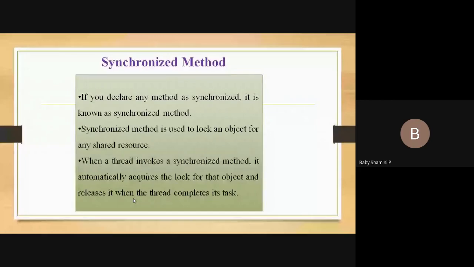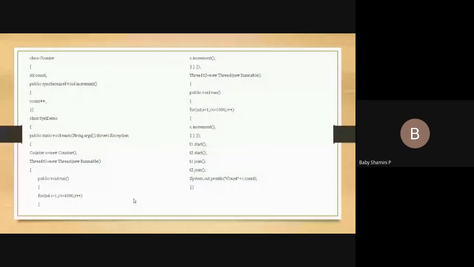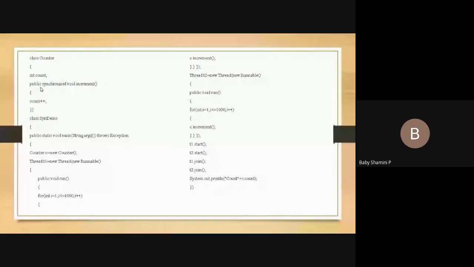See the example, the same previous problem. Here I am changing the slide, that is, synchronized void increment. See here, inside the Counter class the statement is public synchronized void increment. If you are using the word synchronized, the particular method is locked.